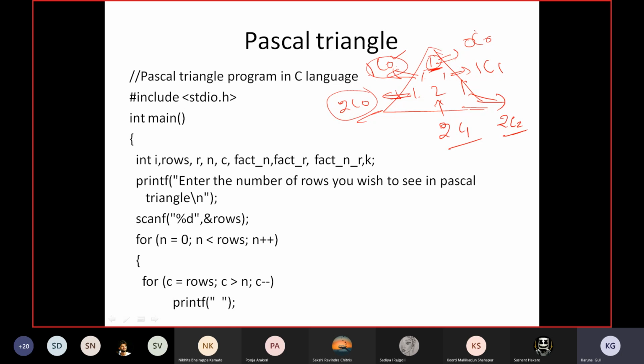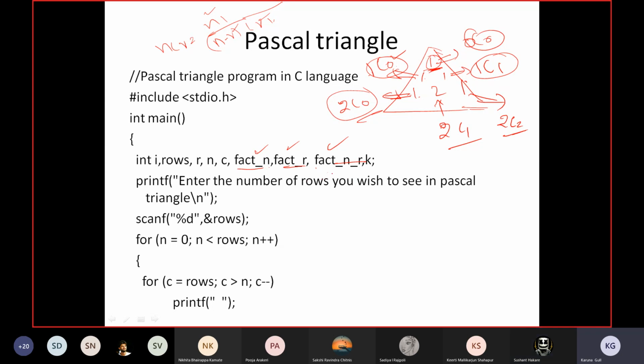We are finding the binomial coefficients, and you already know the formula to find them. What is the formula? If I write generally, nCr equals n factorial divided by (n minus r) factorial times r factorial. So I need all these factorials. I have to define those things, since these are the factorials that I am supposed to find: fact of n, fact of r, fact of n minus r.